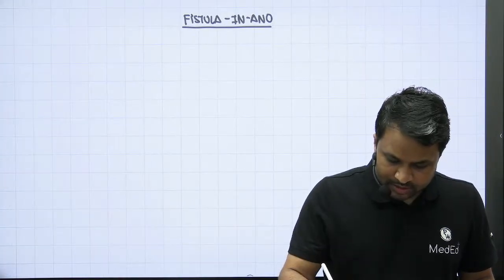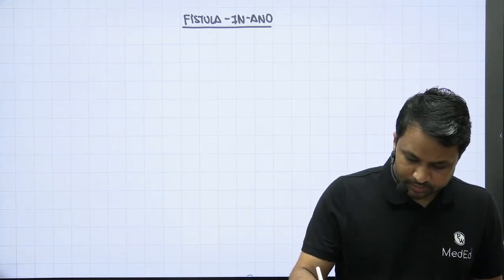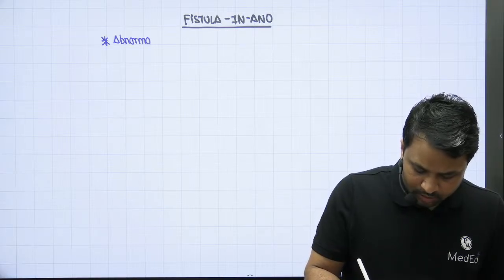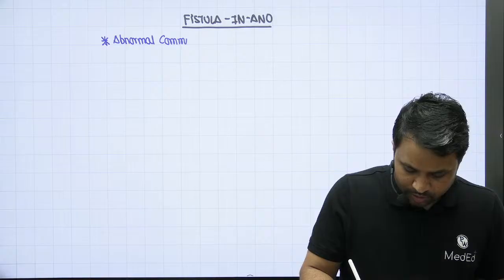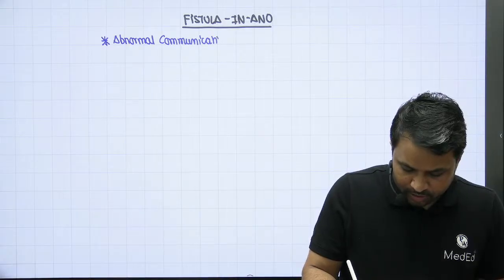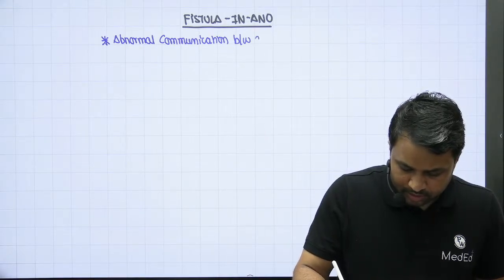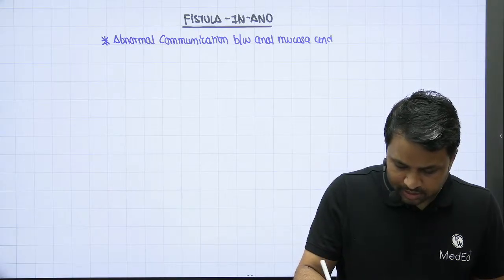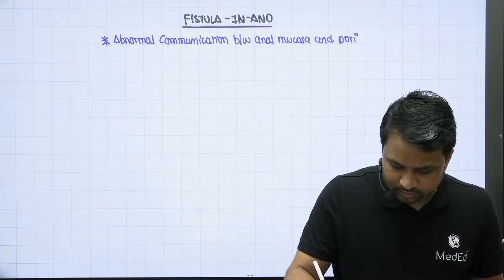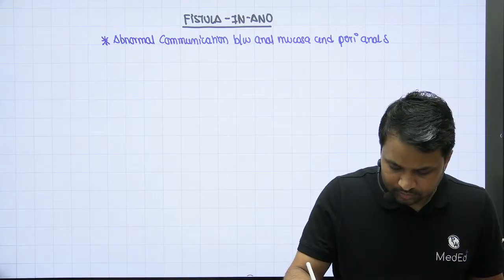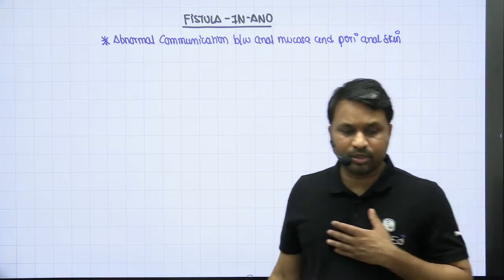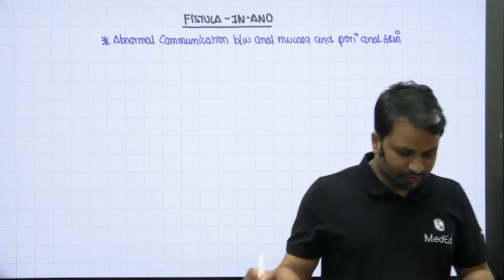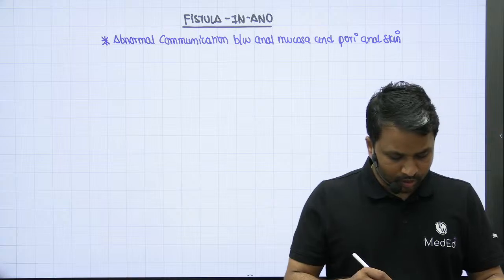Now, fistula in ano is described as an abnormal communication. It's an abnormal communication between the anal mucosa and the perianal skin, is what we call the fistula in ano.